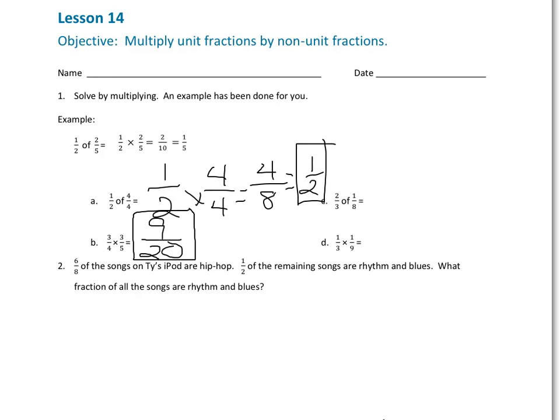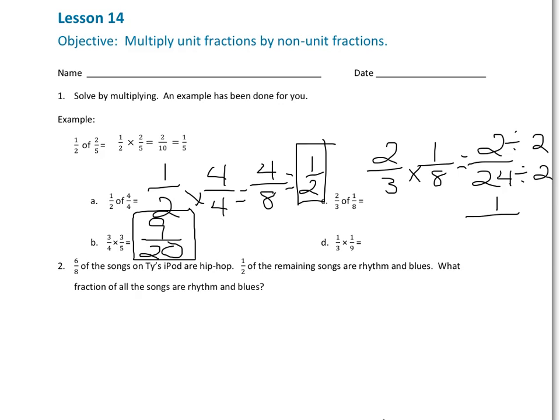1C says 2/3 of 1/8. So let's set that up as a problem. 2/3 times 1/8. 2 times 1 is 2. 3 times 8 is 24. Both of these numbers can be divided by 2. 2 divided by 2 would be 1. 24 divided by 2 would be 12, so you'd get 1/12 in simplest form. Try to do 1D on your own at home. Let's move on to question number 2.